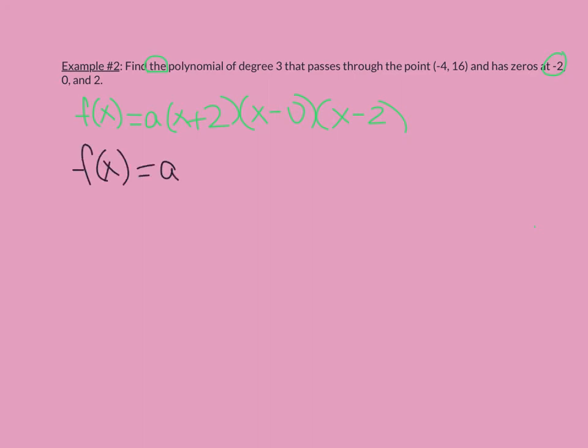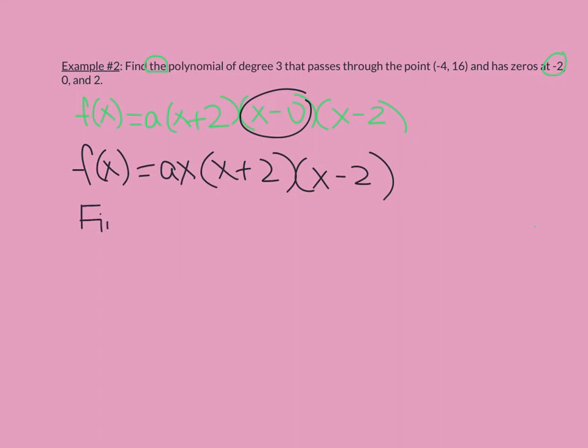What I'm going to do is write a here. x minus 0 is just going to be x. That actually is going to make the problem much, much easier. Times x plus 2 times x minus 2. You'll notice I haven't actually multiplied it all out yet. I'm doing that on purpose because it might make the problem a little bit easier. I'll show you why. So now we need to figure out what a is.